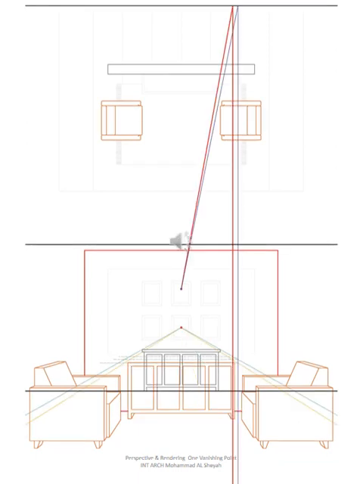Now drawing the top of the desk by using the vanishing point and the station point to locate the horizontal lines of the desk in the perspective.